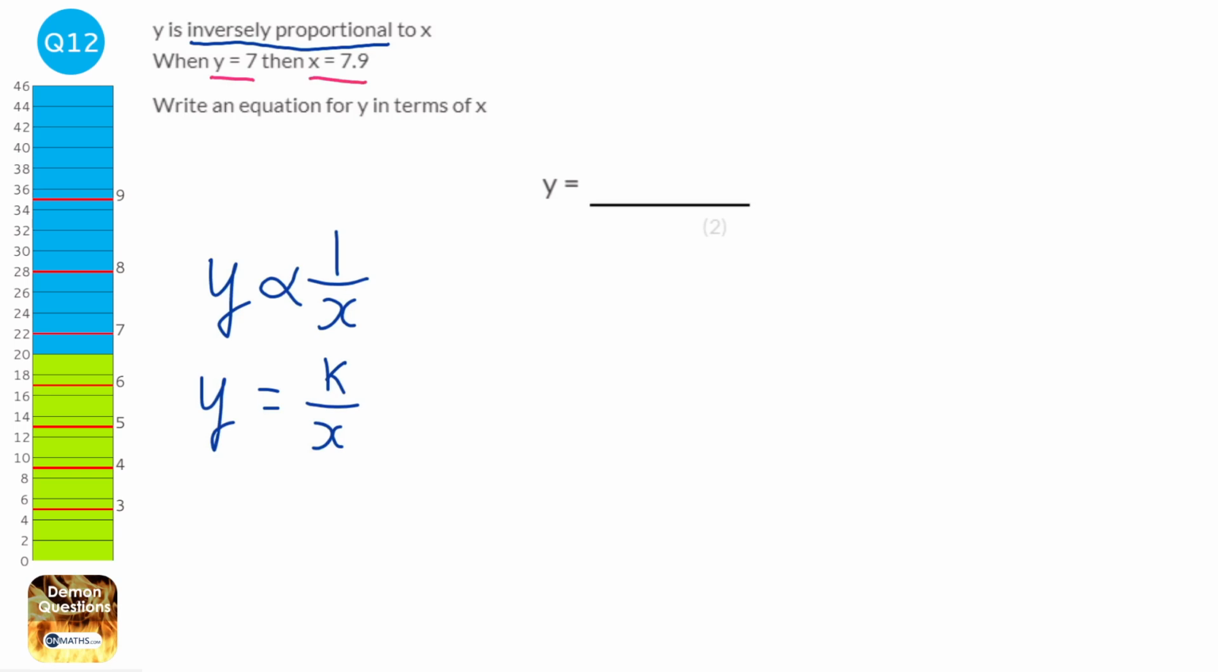So we know that when y is 7, then x is going to be 7.9. And what I need to do now is just draw my lines down.